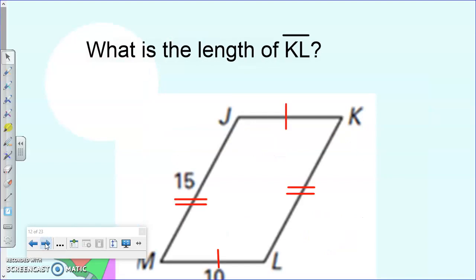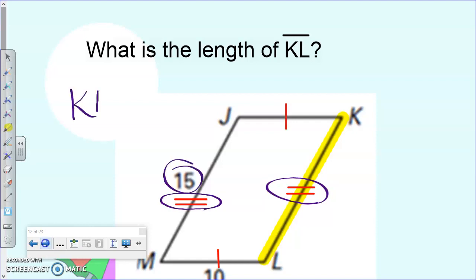Then it says, what is the length of KL? KL is here. It has 2 tick marks. So I need to look for 2 tick marks, and I see it with the 15. So KL, line segment KL, is 15.